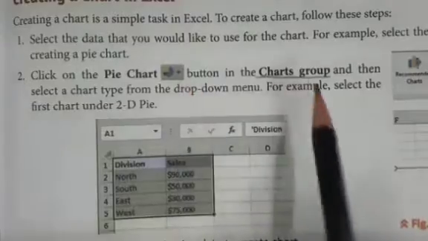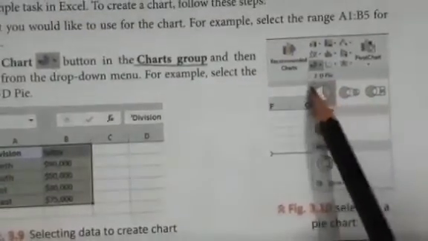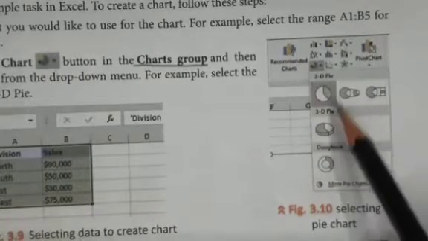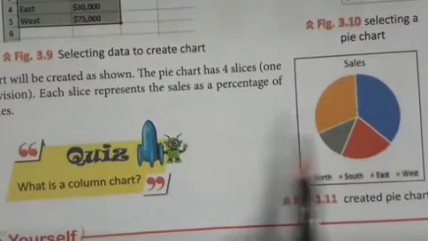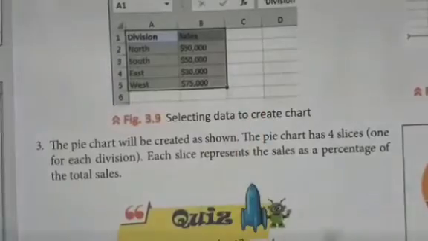Then when you click the drop down arrow of the pie chart, you will see there are different chart types like 2D type, 3D type. So you have to choose. Here we have chosen 2D type. And then the pie chart will be created. So this is the pie chart for the selected data of sales.